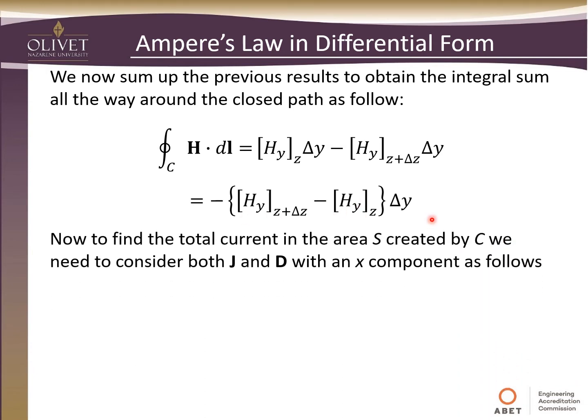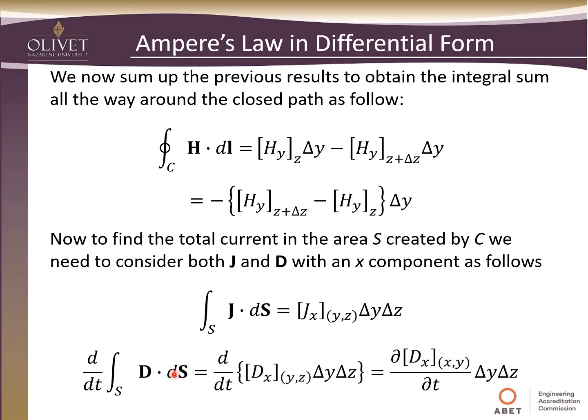So now what's left is we need to find the current in the area S. That S is what's created by that contour C, and we need to consider both the current density and the displacement density with an X component. So when we do the current, the real current, again, we're integrating across that surface the current density dotted with the surface vector. When we do that, we will get this Jx component evaluated at y and z times the area of that rectangle, delta y delta z.